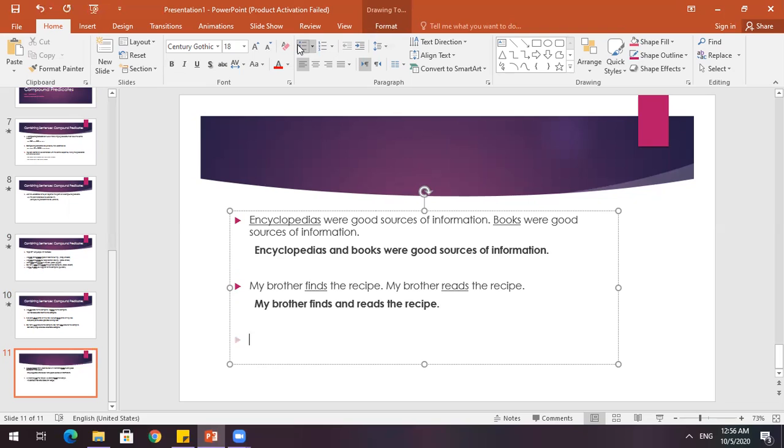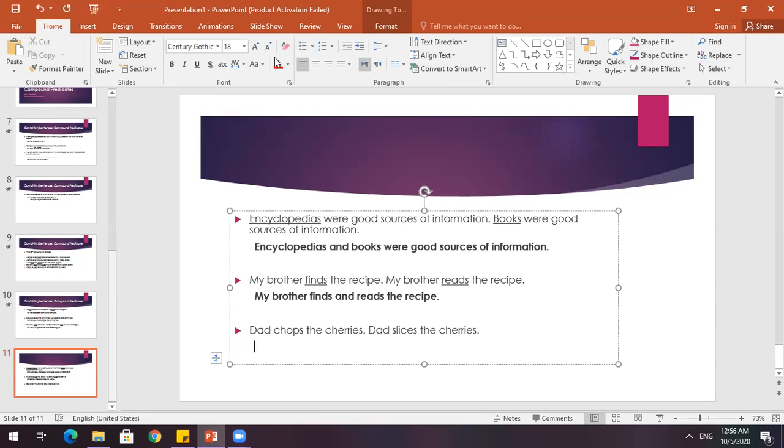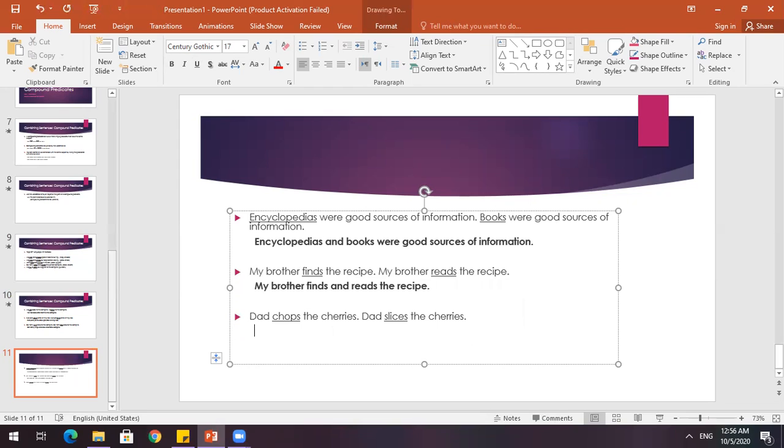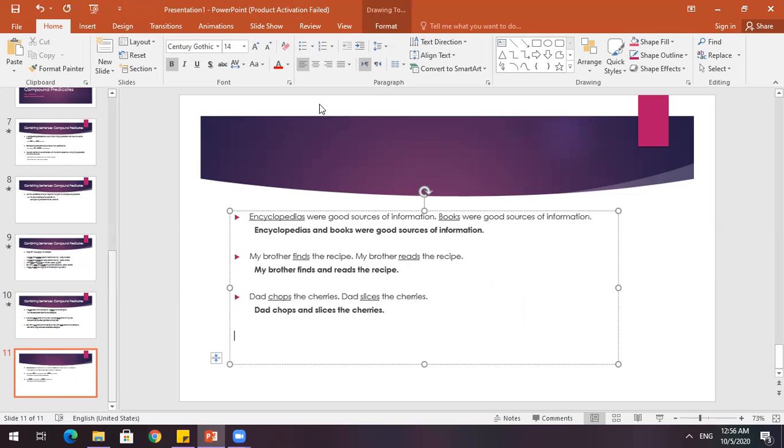Dad chops the cherries. Or how about Dad slices the cherries? Okay, so in this example, Dad chops the cherries, slices the cherries. Our simple predicates, chops and slices. To combine, we would write Dad chops and slices the cherries. All right, one more.